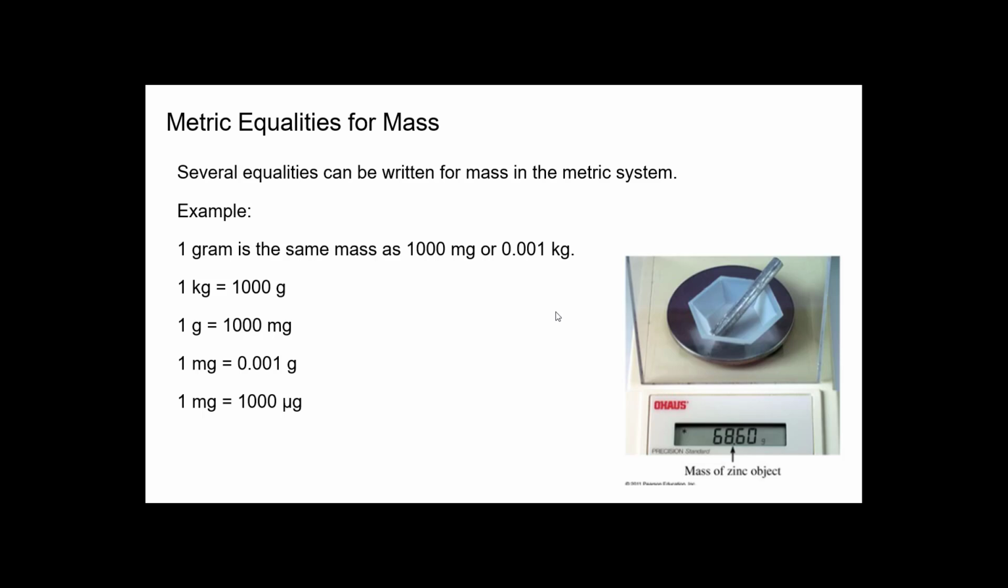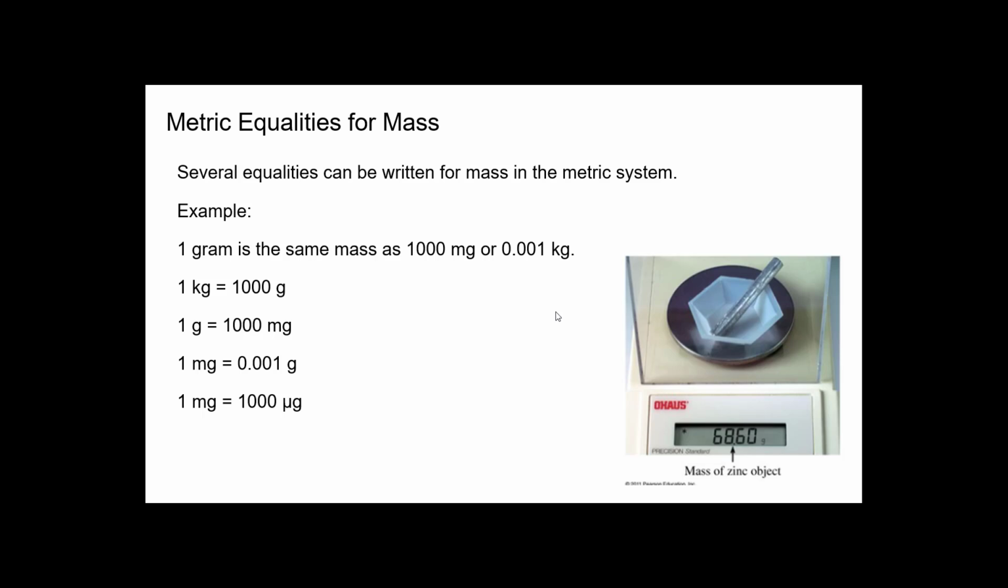Metric equalities for mass. Again, we have the base unit of grams, but 1 gram is the same mass as 1,000 milligrams, or 0.001 kilograms. Now milligrams is a smaller unit, so we expect a larger value. Remember, 1 nickel equals 5 pennies. Or we have a kilogram, which is a larger unit, so it's going to have a smaller value to show that it's a gram. 1 kilogram equals 1,000 grams.